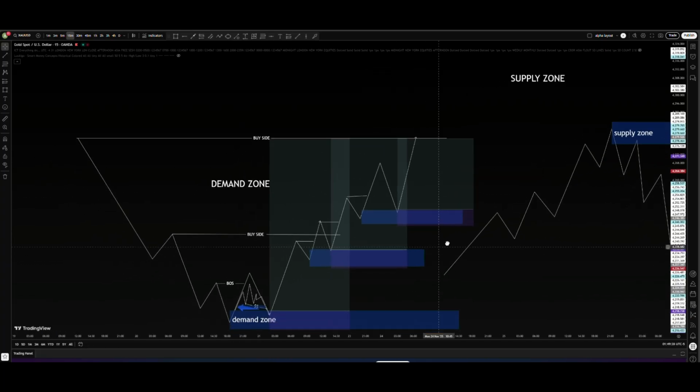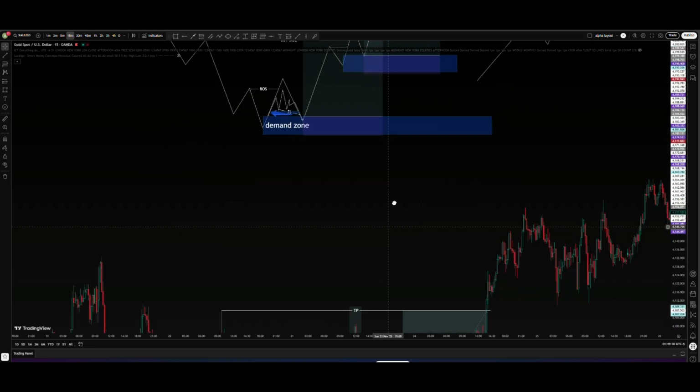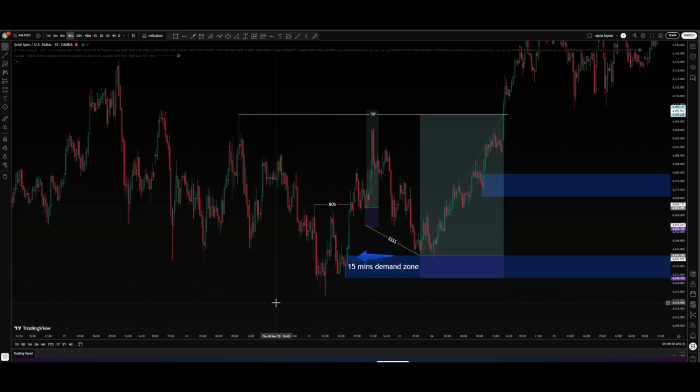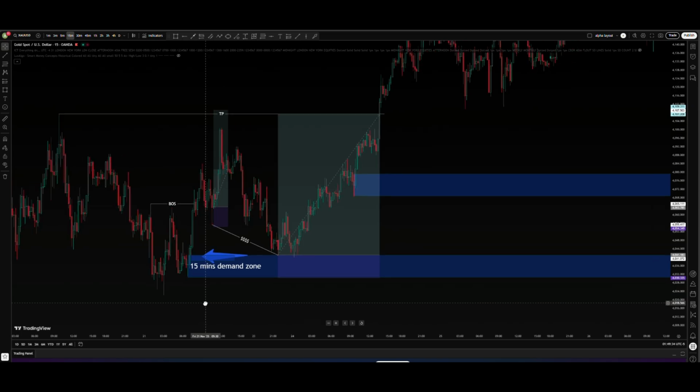Yeah, so let me show you this in the real-time chart. So this was my demand zone here. I took this trade on Monday, but I did my analysis during the weekend. So this was the trade I took on Monday. I was on my 15-minute time frame here.